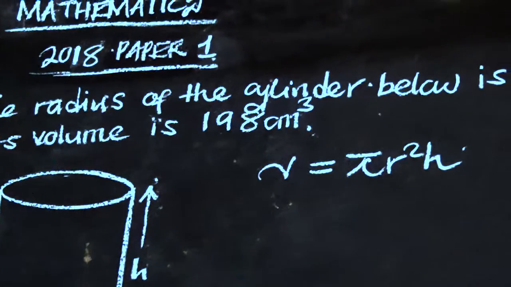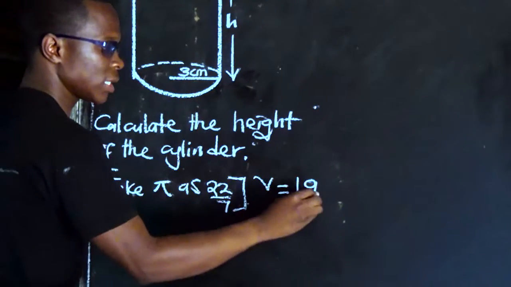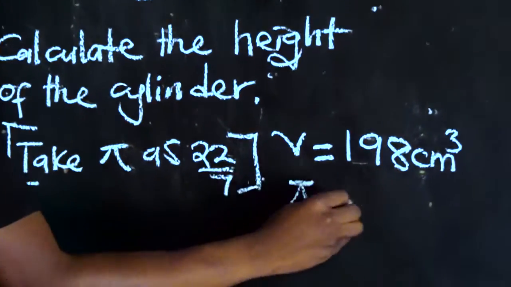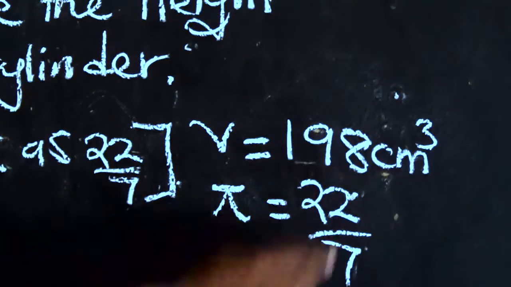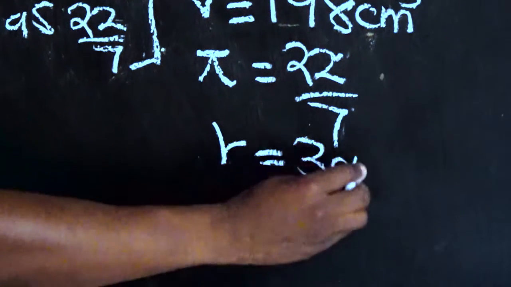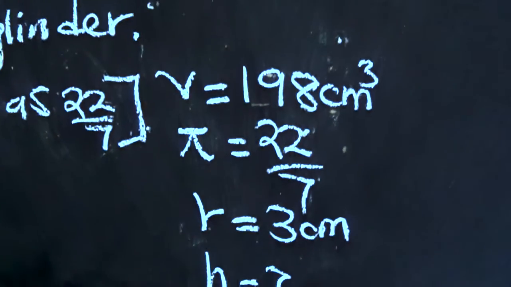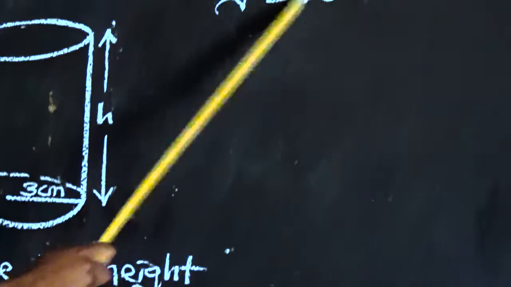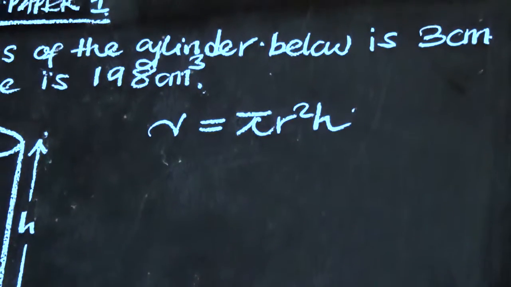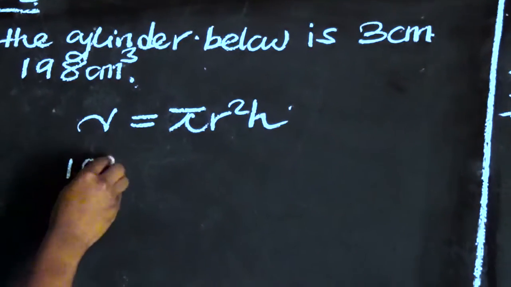Yes. Now in this case, the volume has been given to be what? 198 cubic centimeters. Then the pi, it's what? 22/7. Then the radius, it's what? 3 centimeters. Are we together? We want the height. So question mark, right? We don't know the height. So this is what we want, right? Okay? So we just substitute, people, where we have a volume. The volume has been given to be what? 198. So we put 198 where volume is.